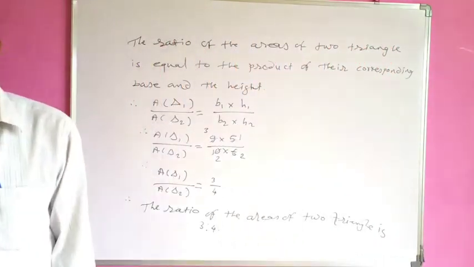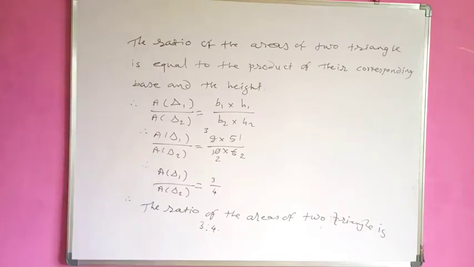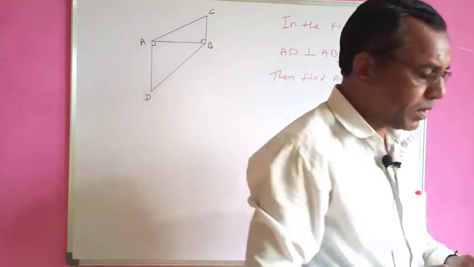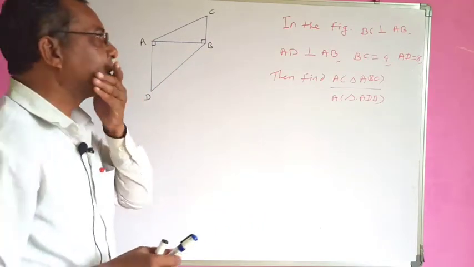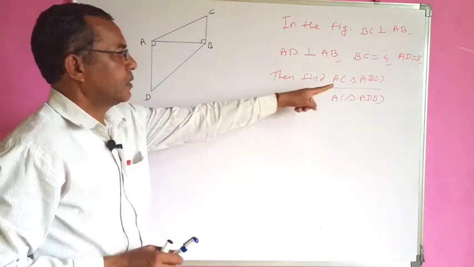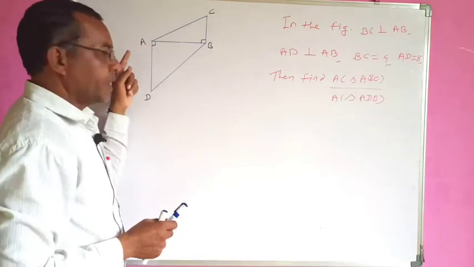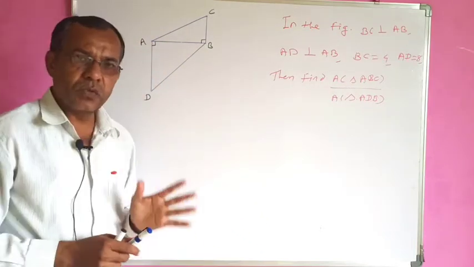Okay, now we come to example number 2. It is example number 2 and in this example see here there are two triangles, triangle ABC and triangle ADB. These are two triangles.